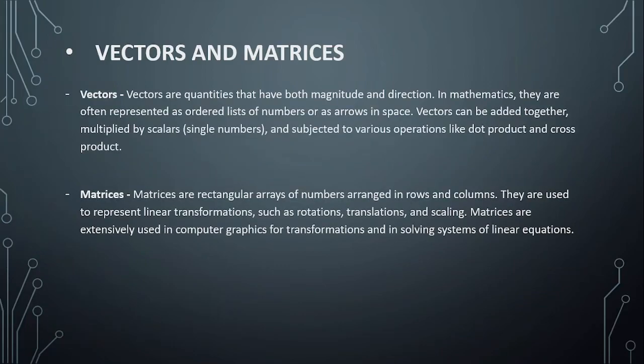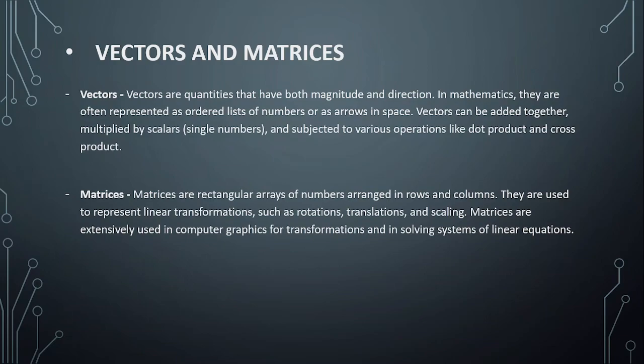Vectors and matrices. Vectors. Vectors are quantities that have both magnitude and direction. In mathematics, they are often represented as ordered lists of numbers or as arrows in space. Vectors can be added together, multiplied by scalars or single numbers, and subjected to various operations like dot product and cross product.